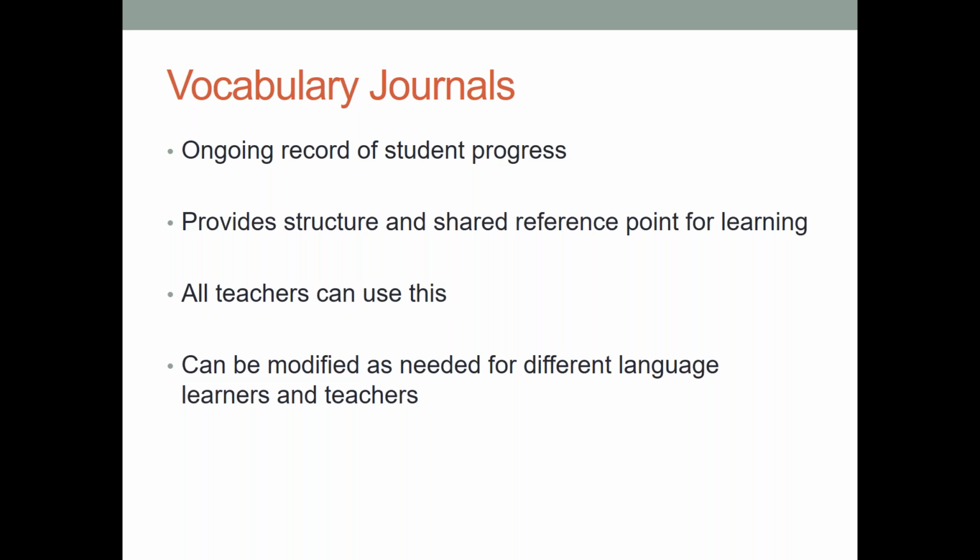So a vocabulary journal or book would be an ongoing record of the student's progress as they are learning the vocabulary words. It would provide a vocabulary log where they're keeping track of all of the words that they've been learning. And it's a way that the teacher and the student can share the progress. And so the student can show how they're learning, and the teacher can check that learning in the vocabulary journal.